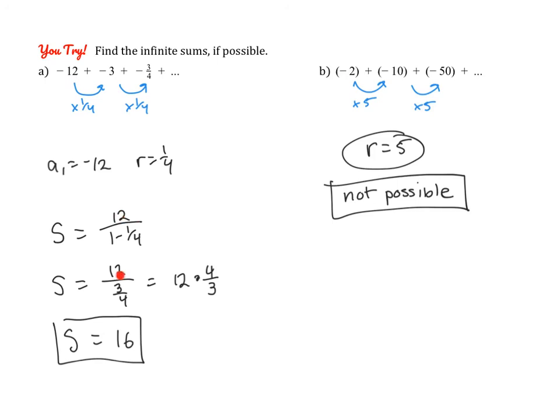So this gives us 12 divided by 3/4. So remember, when you divide by a fraction, you're really multiplying it by the reciprocal. So we're actually doing 12 times 4 over 3, which is 16. And to simplify this, you can do 12 times 4, then divide it by 3, or you can do 12 divided by 3 and then multiply that by 4. Either way, you'll end up with 16. For part B, our common ratio is 5, so that is not within the range of possible r values. So for part B, we just say not possible.